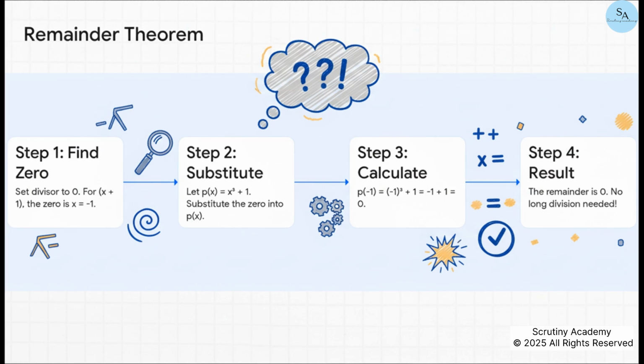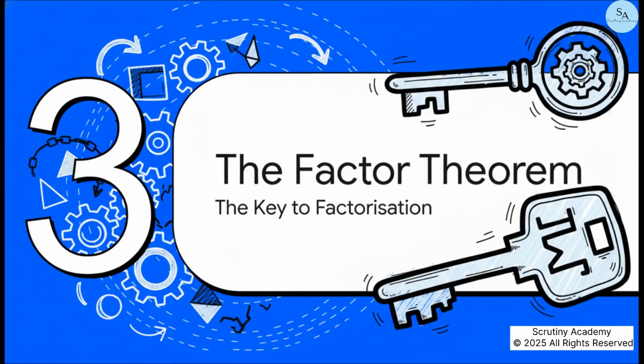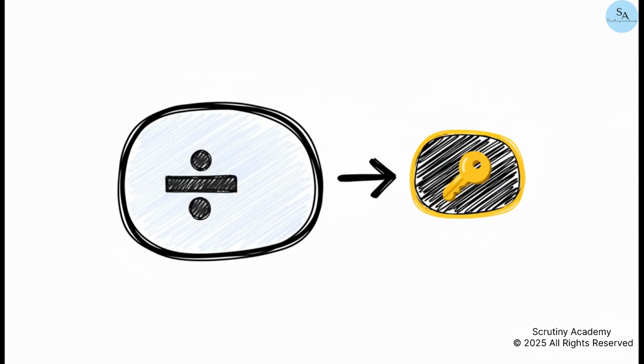How cool is that? And you know what? That remainder of 0 we just found, that's a huge deal. It's the perfect setup for our next tool, which is the real key to unlocking factorization, the factor theorem. This slide just nails the connection between the two.